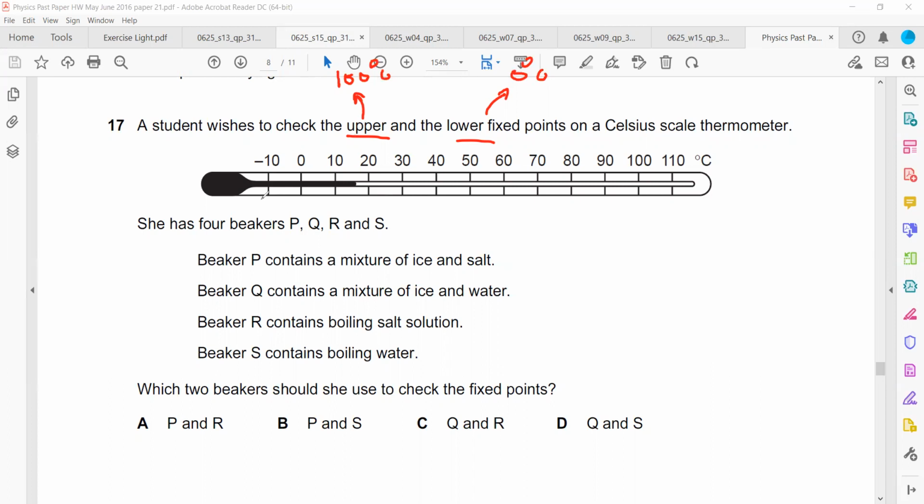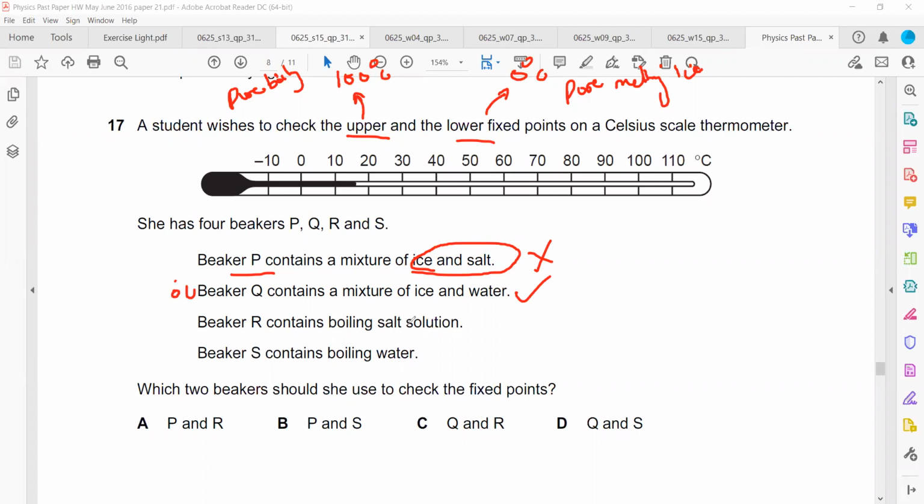And how can we mark the upper and the lower fixed point? If we place it in a pure melting ice, we can mark the lower fixed point, and if we place it in a pure boiling water, we can mark the upper fixed point. So beaker P contains a mixture of ice and salt, so it is impure. If it's impure, we cannot use it, because impure substance will have a lower melting point, so it does not melt at zero. Beaker Q contains a mixture of ice and water, which means melting ice. So that is true, we can use it to mark zero.